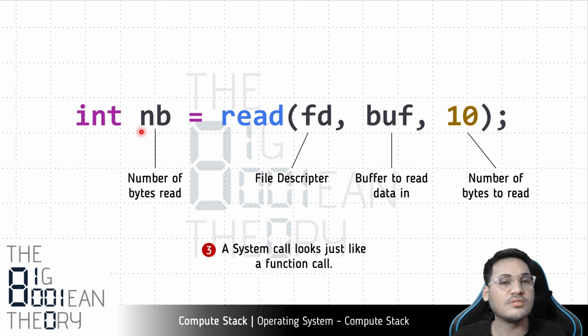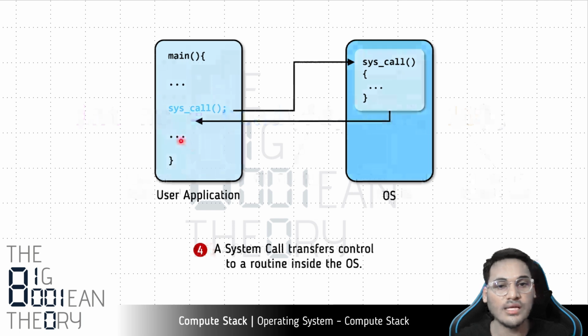So a system call looks just like a function call, but there is a difference. What is the difference? Basically, a system call transfers control to the operating system, right? When we execute a normal function call, the control remains within the user application. But when you execute a system call, the control is transferred to a well-defined routine in the operating system. This is where the operation that is being requested will be serviced by the operating system. So this is the basic difference between a system call and a normal function call, right?